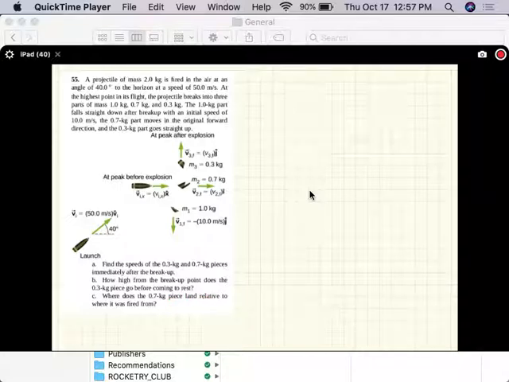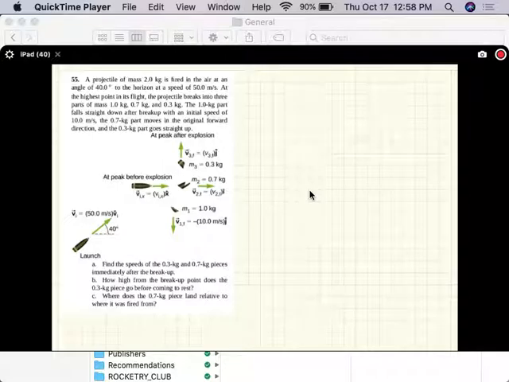Okay, so this problem combines quite a few things. Here's what's happening. You launch something, and what is the trajectory of this thing? 40 degrees to the right. It's a parabolic trajectory, and when it gets to the top, is it at rest? No. Its x component of velocity does not change, so it'll have an x component of velocity. The y component of velocity has gone to 0.